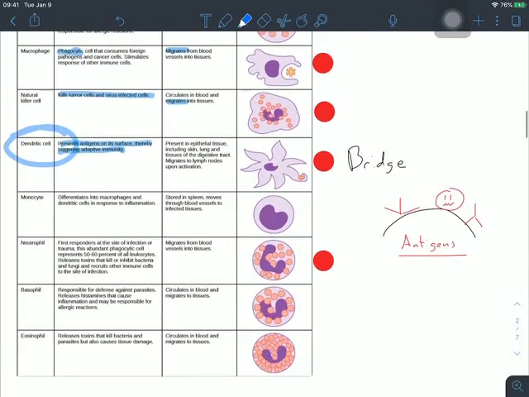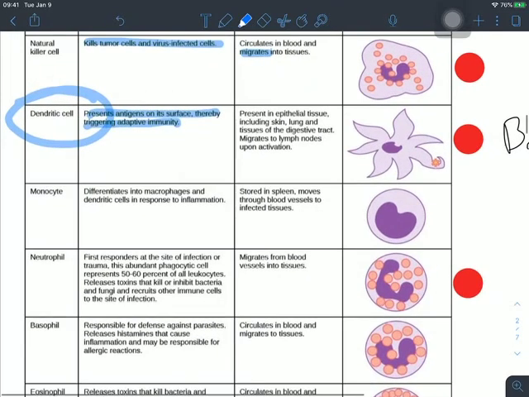Now, continuing down our list of cells here, we've got monocytes, which are stored in the spleen and move around. They are the precursor to macrophages and dendritic cells.